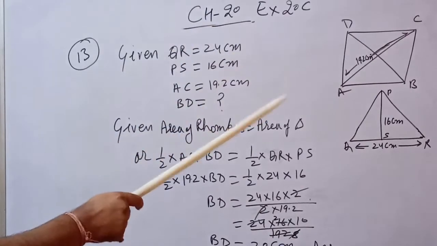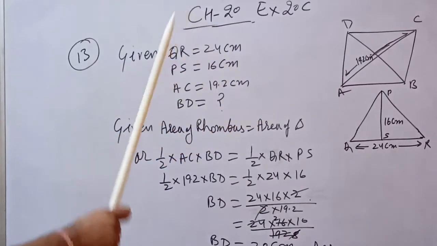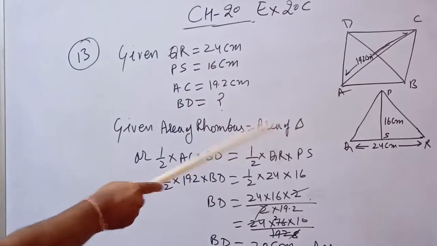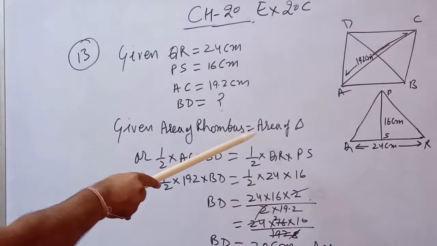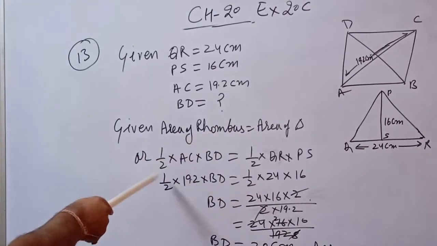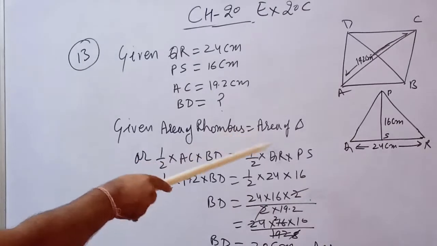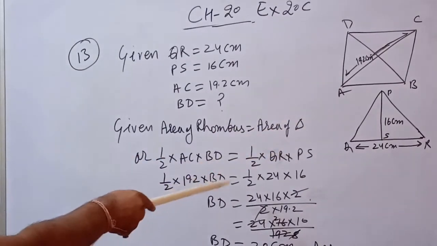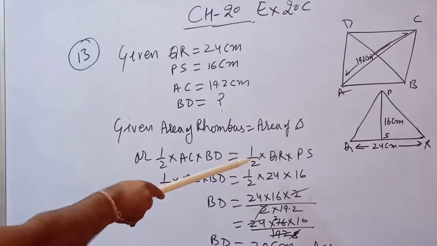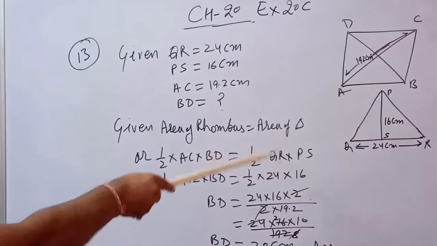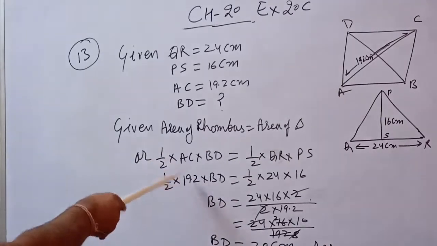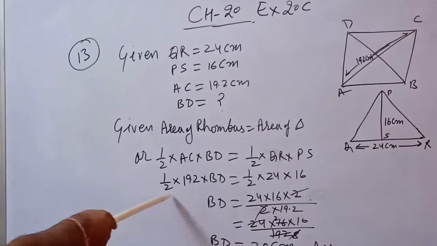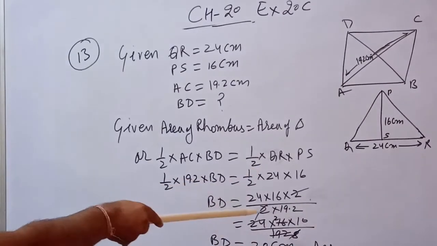But one thing is given by which we can find the other diagonal: the areas of these two figures are the same. So area of rhombus equals area of triangle. The area of a rhombus is 1 upon 2 product of the diagonals, and the area of this triangle equals 1 upon 2 base into height. So put the values: 1 upon 2, base QR 24, height PS 16, and here 1 upon 2 AC, first diagonal 19 by 2, the other diagonal we have to find out. So BD equals 2 in the numerator and 19 by 2 in the denominator.